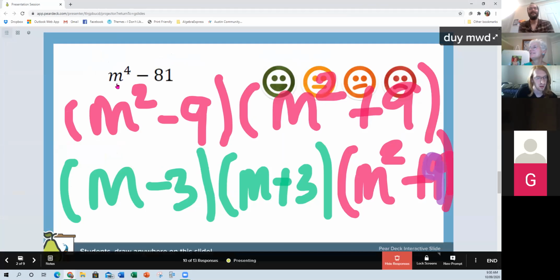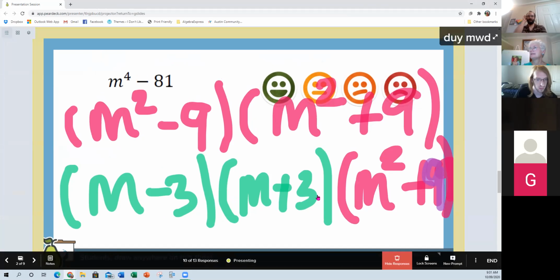So first she did m squared minus 9 times m squared plus 9. And then she said, oh, but that's not completely factored because m squared minus 9 will also factor to be m minus 3 times m plus 3. And then that m squared plus 9, of course, won't factor because it is the sum of squares. So that is excellent.